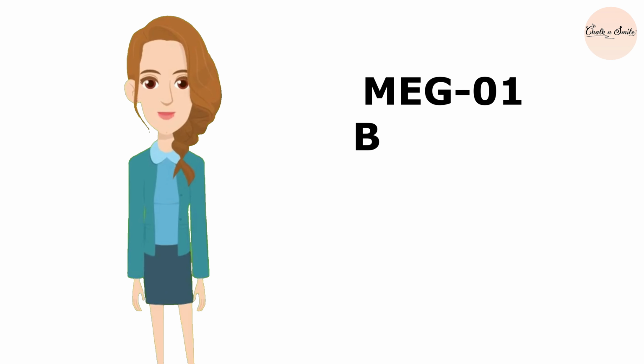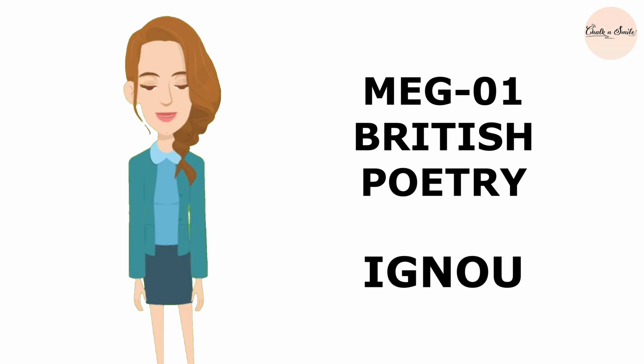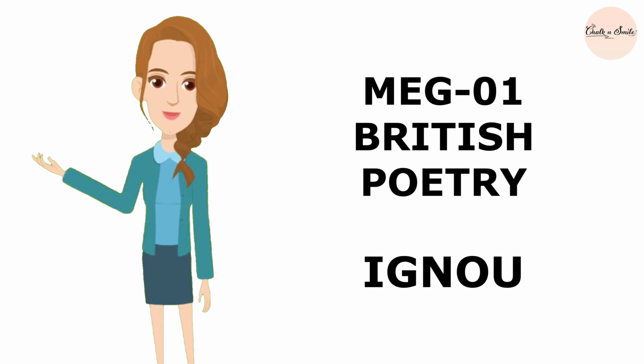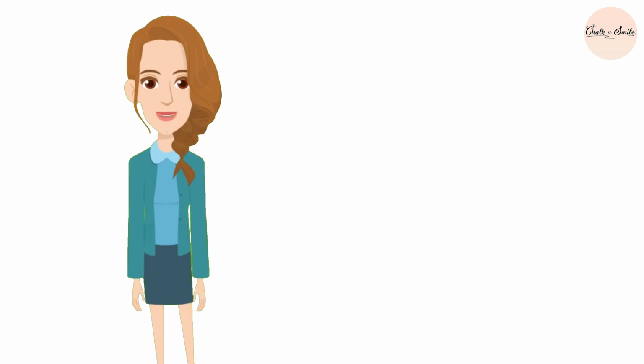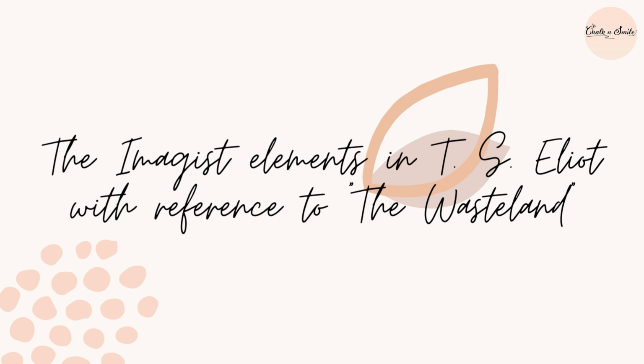This is the fourth video in the series where I will answer some of the common questions from British poetry asked in IGNOU. So let's get started. Bring out the imagist element in T.S. Eliot with reference to The Waste Land.